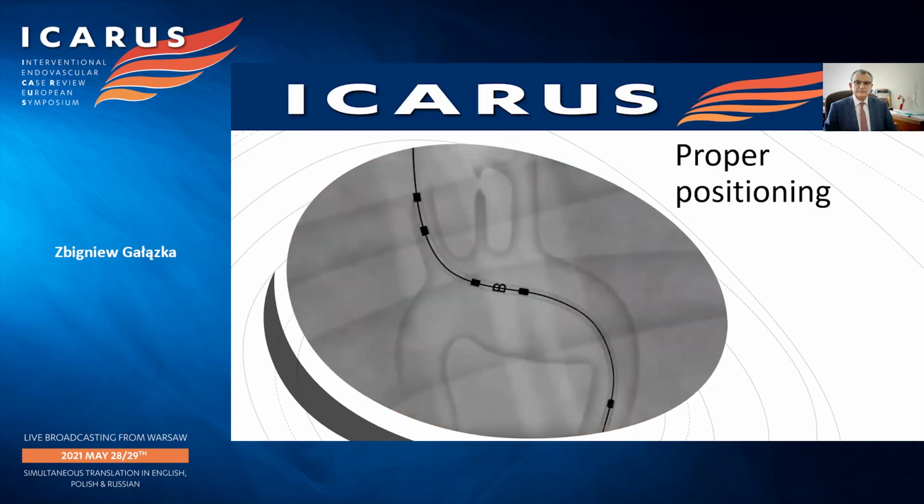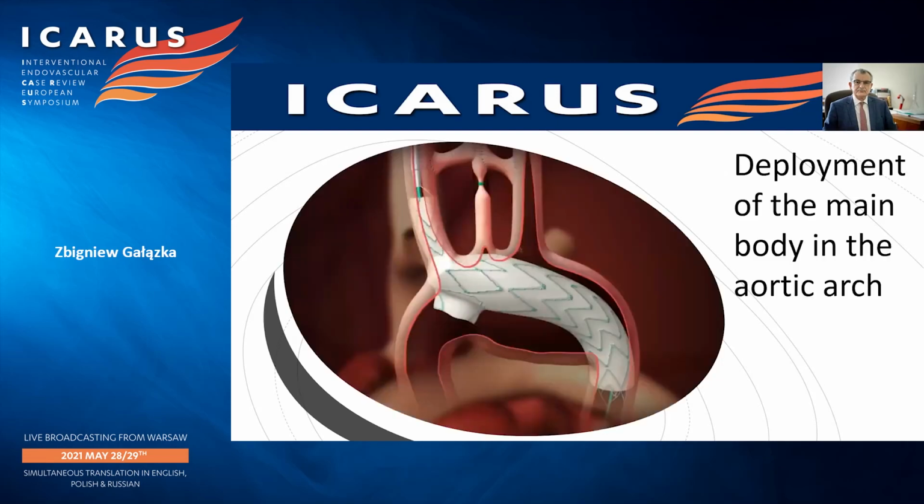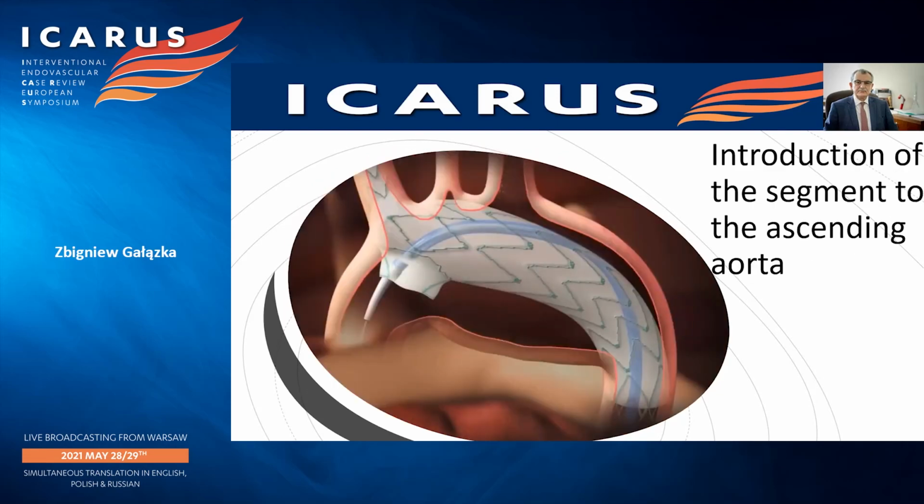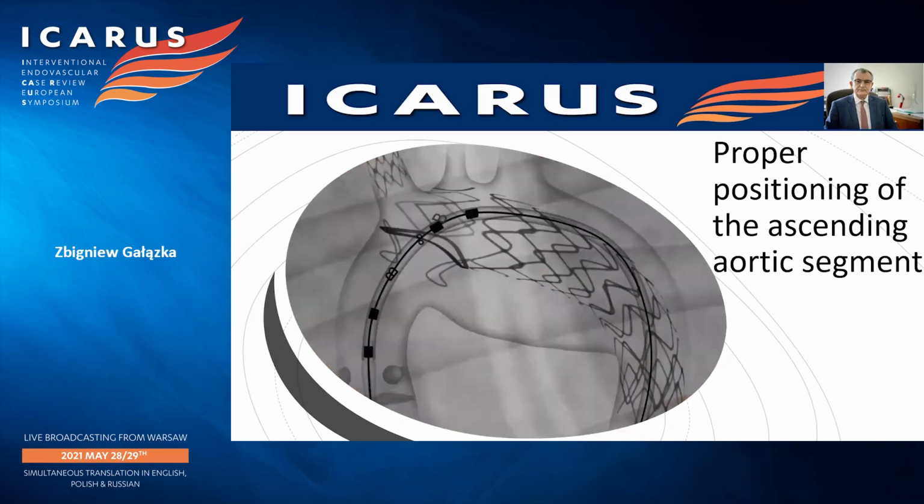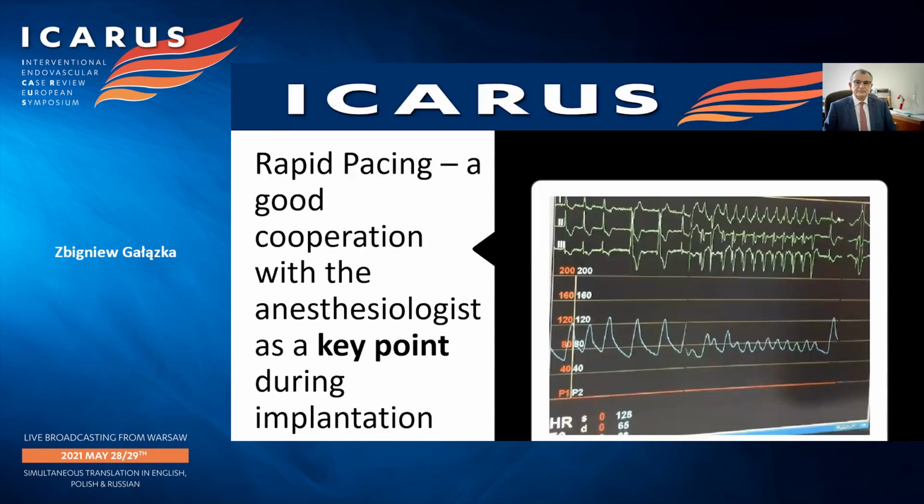The next step is proper positioning of the system. This is a very, very important step. The second one is deployment of the main body in the aortic arch and deployment of the branch to the brachiocephalic trunk. After this, introduction of the segment to the ascending aorta, and proper positioning of the ascending aortic segment. This is a very crucial point for the success of this operation.